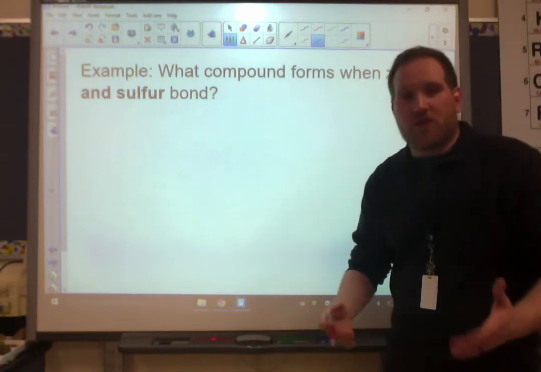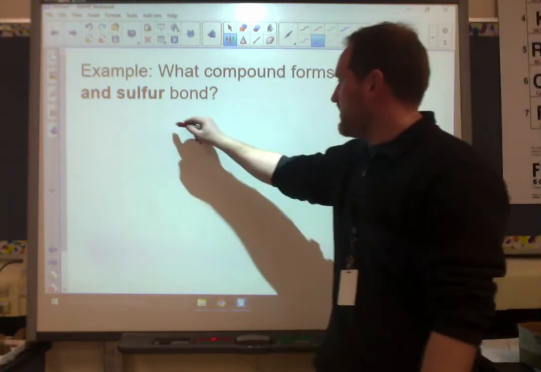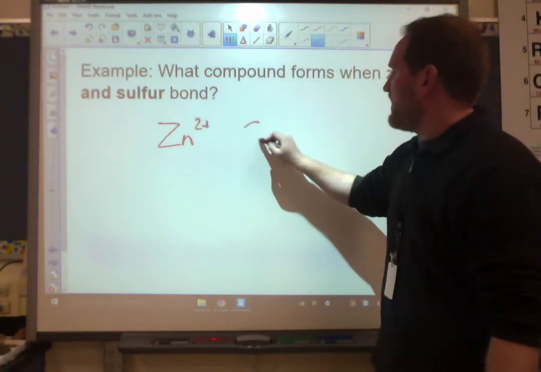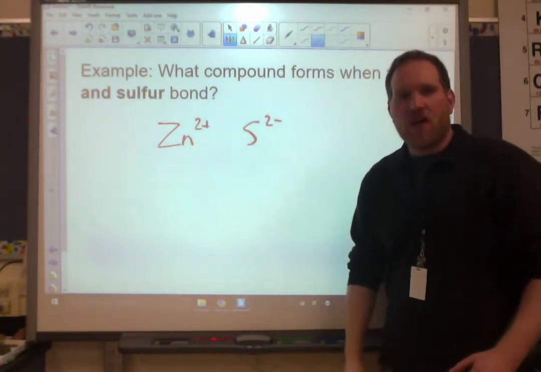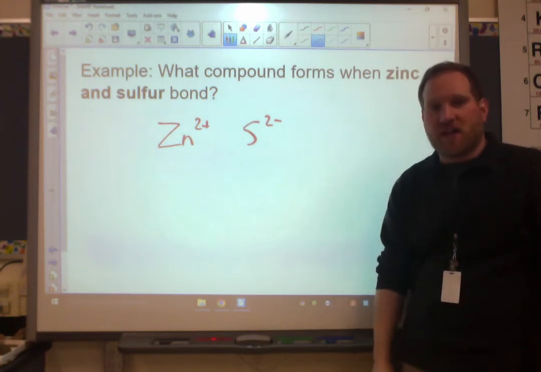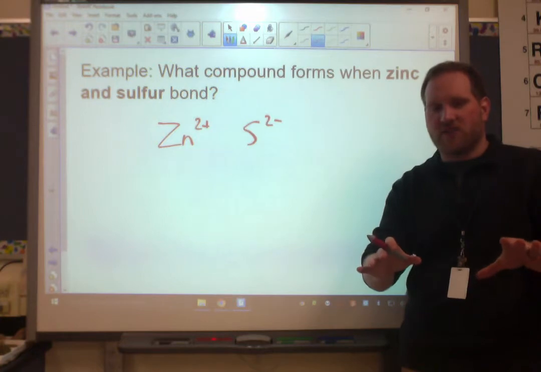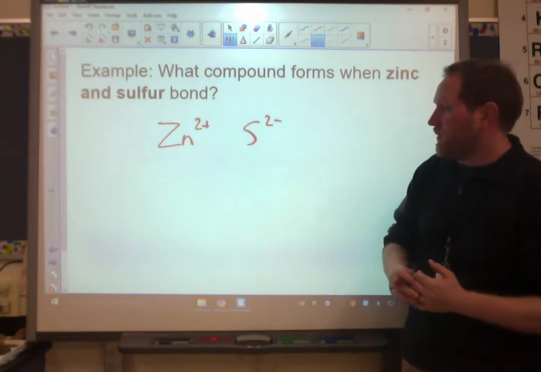Last example, zinc and sulfur. So zinc is part of our 3-2-1 rule. It's a type 1 metal. Zinc is Zn with a charge of 2 plus. Sulfur is S with a charge of 2 minus. Remember I said the crisscross method works 90% of the time? This is one of those times where it doesn't totally get you the right answer.